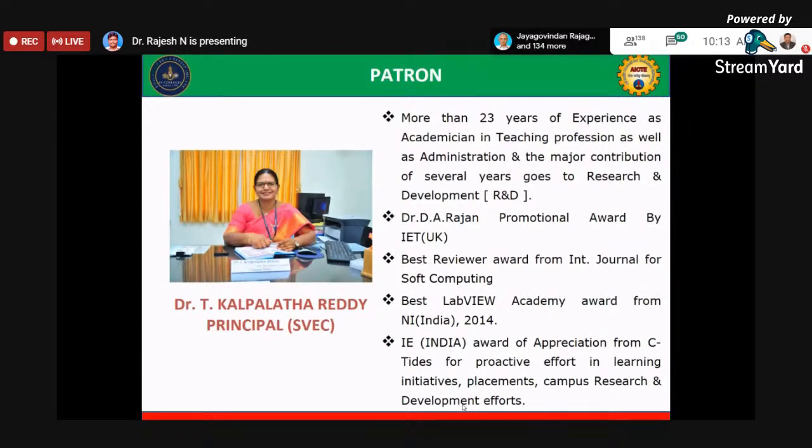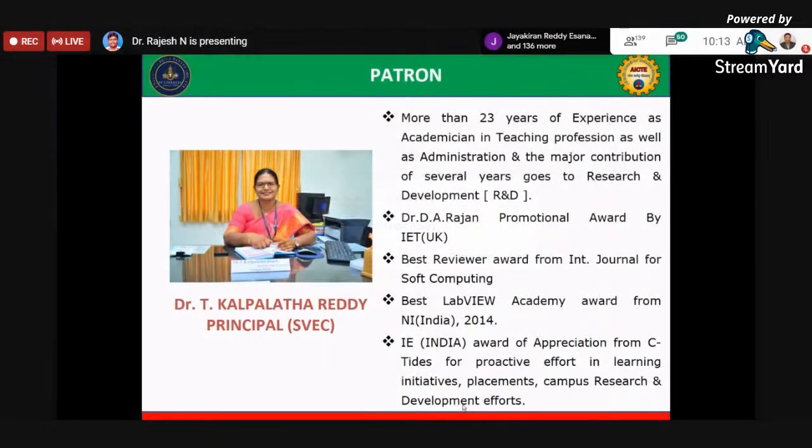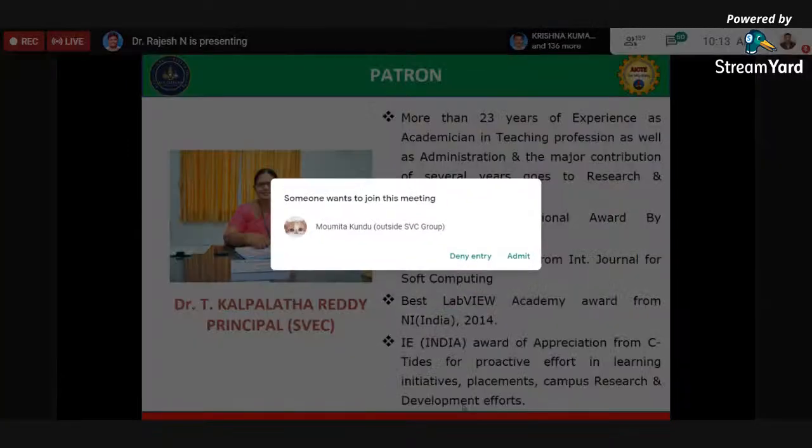Best LabVIEW Academic Award from NI India 2014. She has received the Institution of Engineers Award of Appreciation from Sea Tides for proactive effort in learning initiatives, placements, campus, research and development efforts. I request our principal ma'am, please share your valuable thoughts, ma'am.